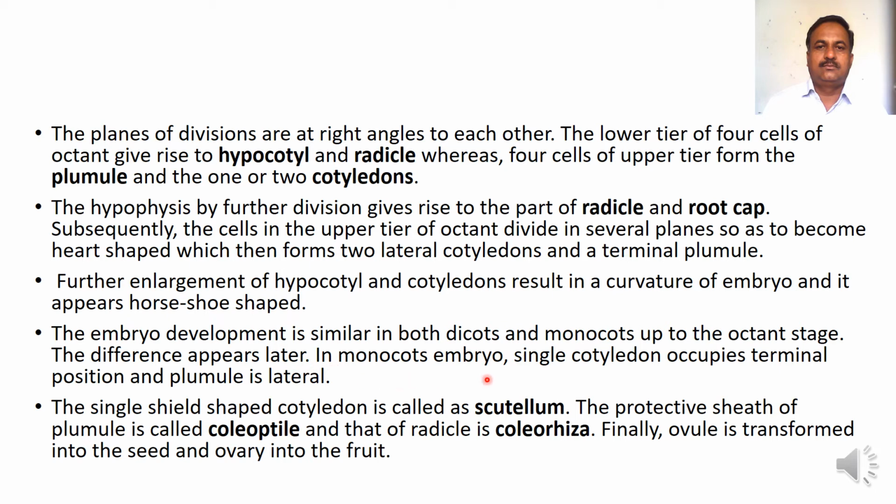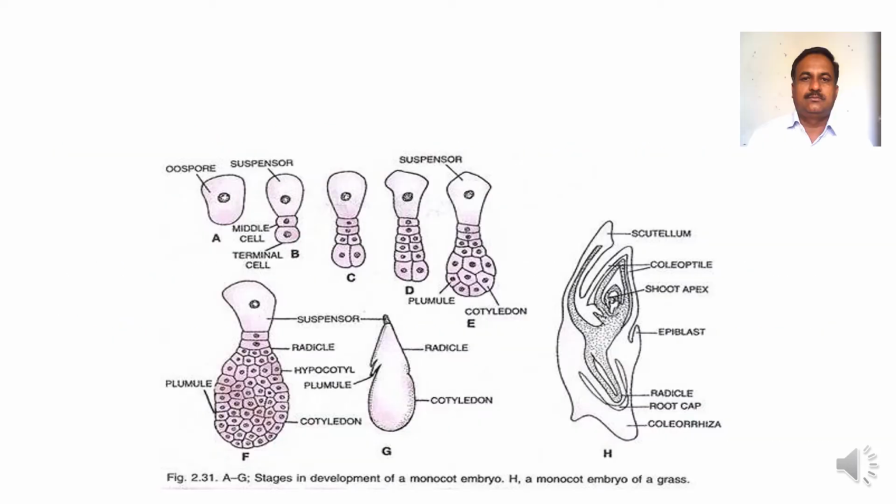In the monocot embryo, the single cotyledon occupies a terminal position and the plumule is lateral. The single-celled shield-shaped cotyledon is called scutellum. The protective sheath of the plumule is called coleoptile and that of the radicle is called coleorhiza. Finally, the ovule is transformed into seed and the ovary is converted into fruit.